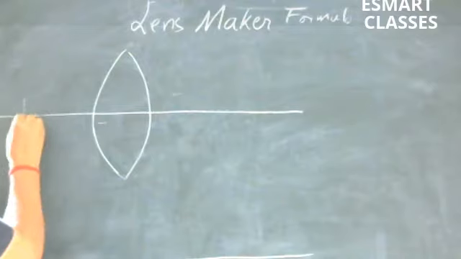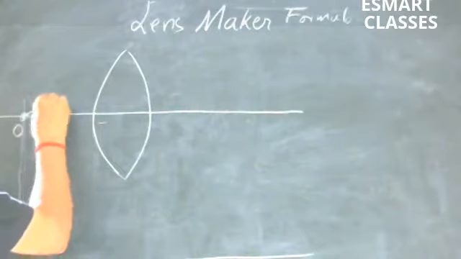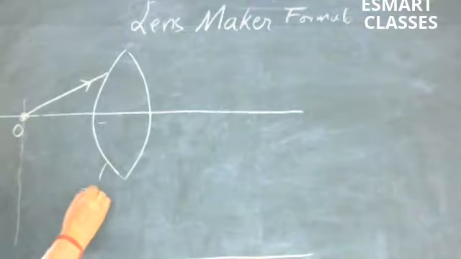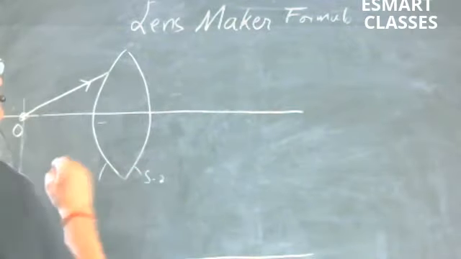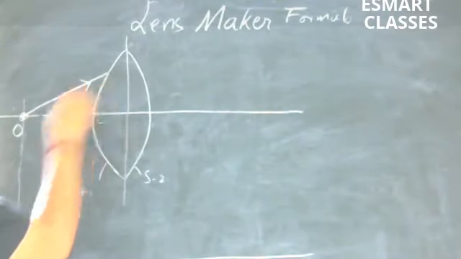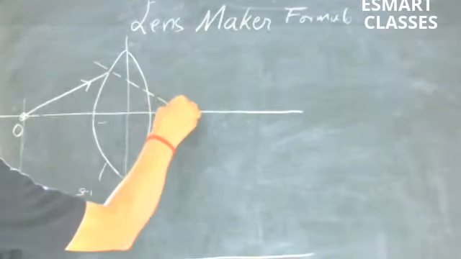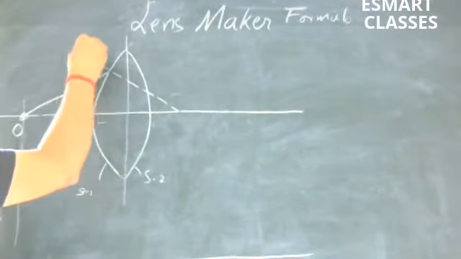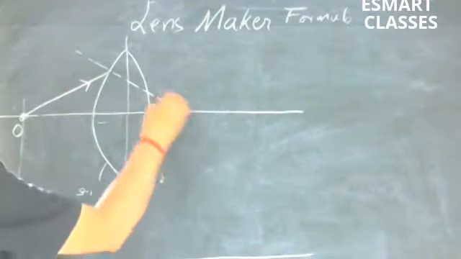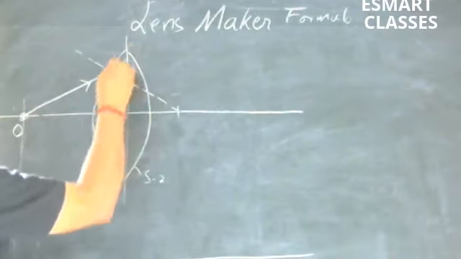Now let me draw the diagram. It is the object, let this point be O. This is the incoming ray. This is surface 1 and this is surface 2. And I am dividing the lens here. Always draw the normal first. When the ray is striking, first draw the normal from the point where the ray is striking the lens, and where this normal meets the axis, it is the radius of this surface.